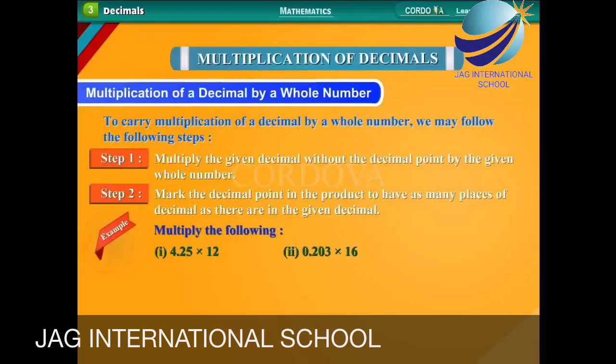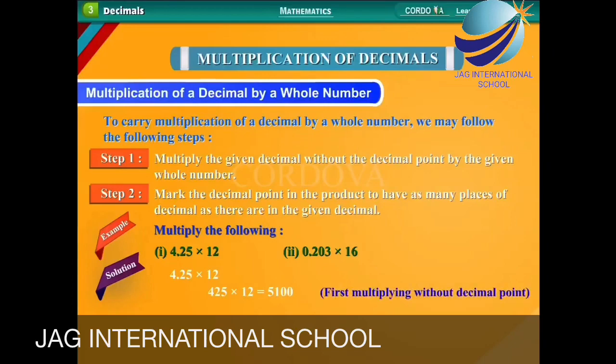Example. Multiply the following: 4.25 into 12, 0.203 into 16. Solution. 4.25 into 12: 425 into 12 is equal to 5100. First, multiplying without the decimal point. 4.25 into 12 is equal to 51.00. Put the decimal point after two digits. Therefore, 4.25 into 12 is equal to 51.